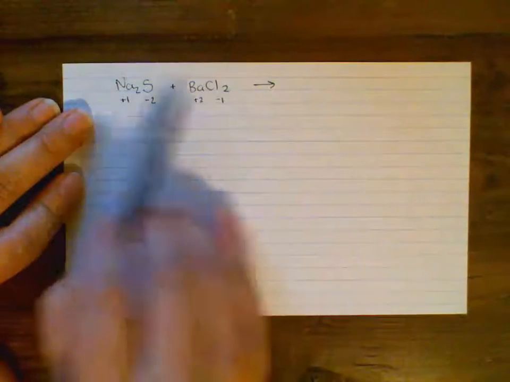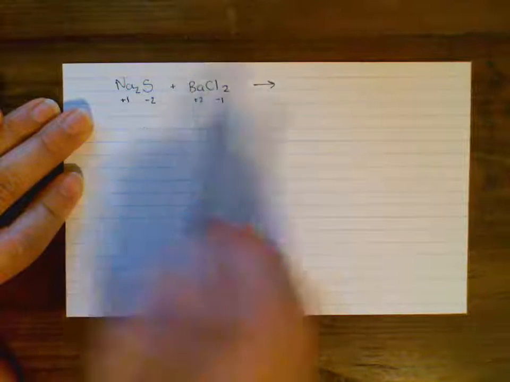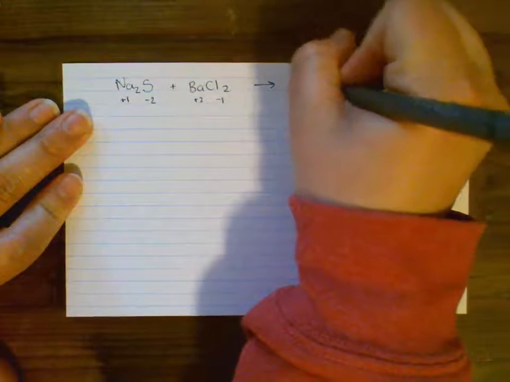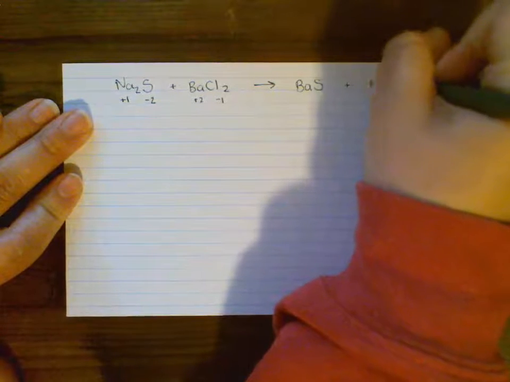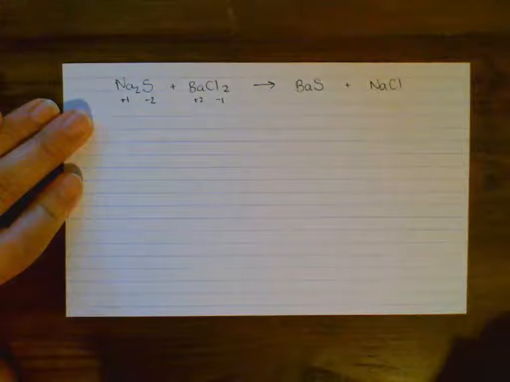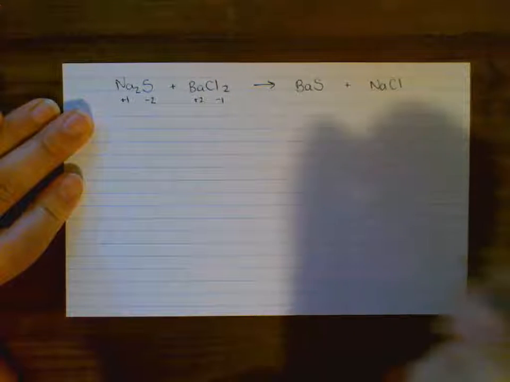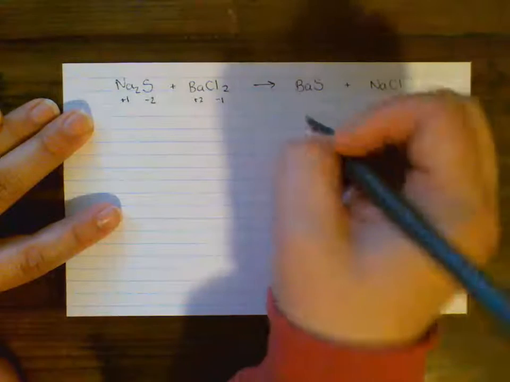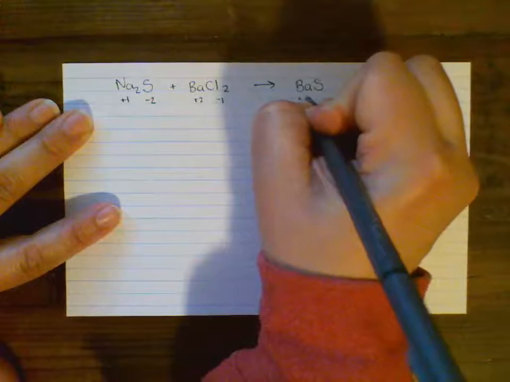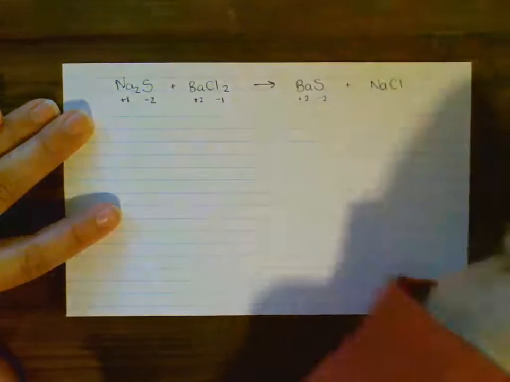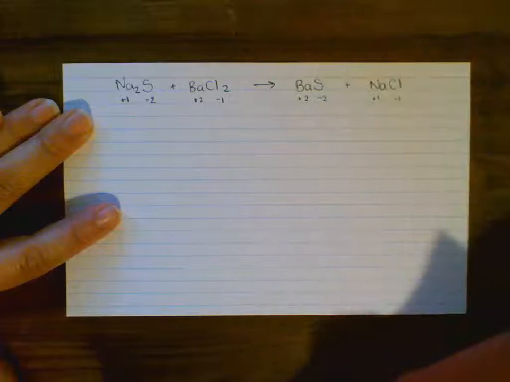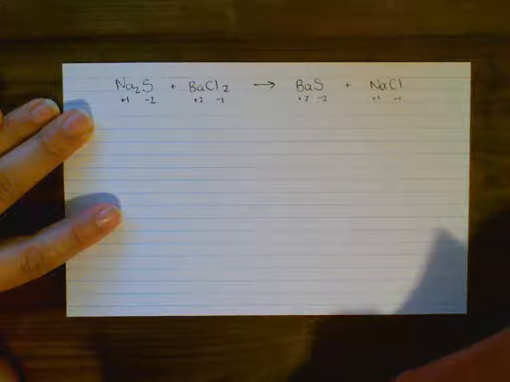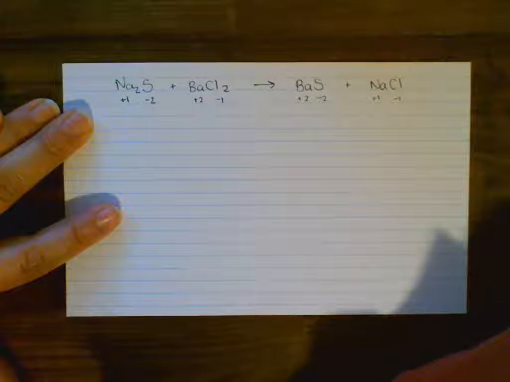So then I have to predict the products. So I'm going to switch my cations. Remember, cations are the positive ones. So I am going to make barium sulfide and sodium chloride. So now I need to look at my oxidation numbers to figure out if they're even. Barium is a +2, sulfur is a -2, sodium is a +1, chlorine is a -1. So they're already even. I don't need to include any subscripts.